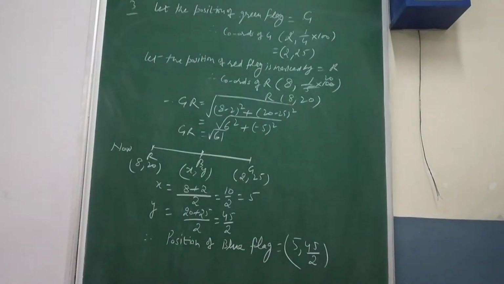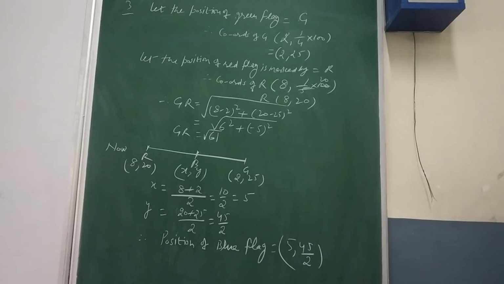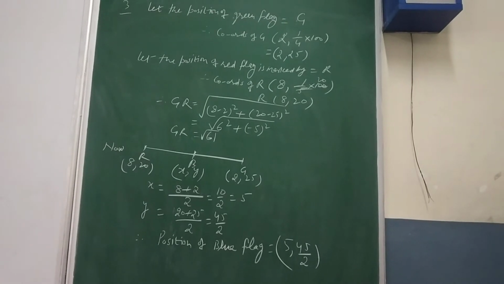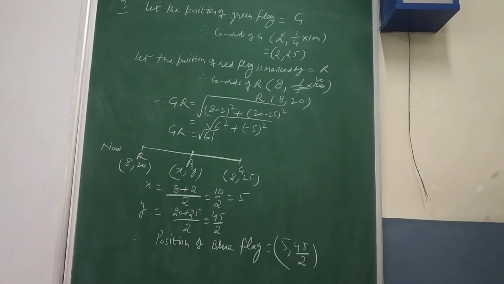So in that way we can find the position of all these three flags and the distance between the first two, that is green as well as red. Now let us proceed to your next question.